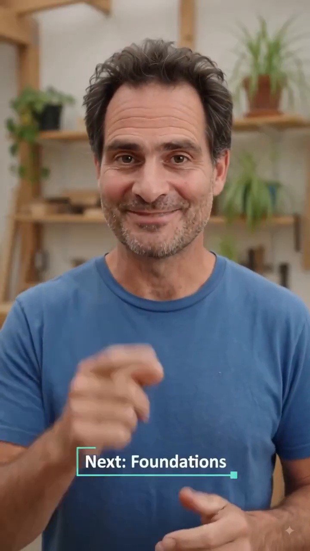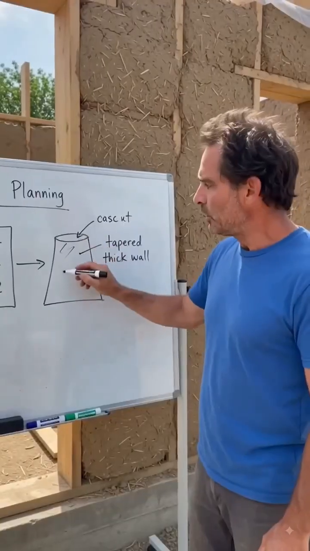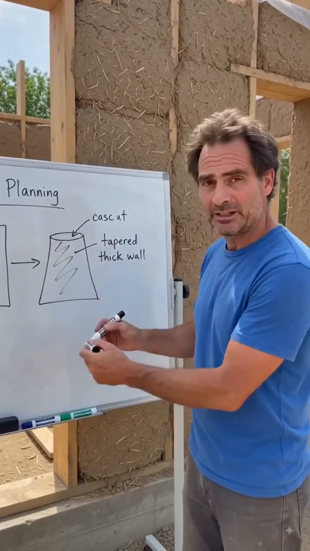Next, foundations. Welcome to Lesson 52. Let's explore cob homes. They are durable. Notice this tapered base, it provides stability. Cob is fantastic. Next, we'll cover roofs.